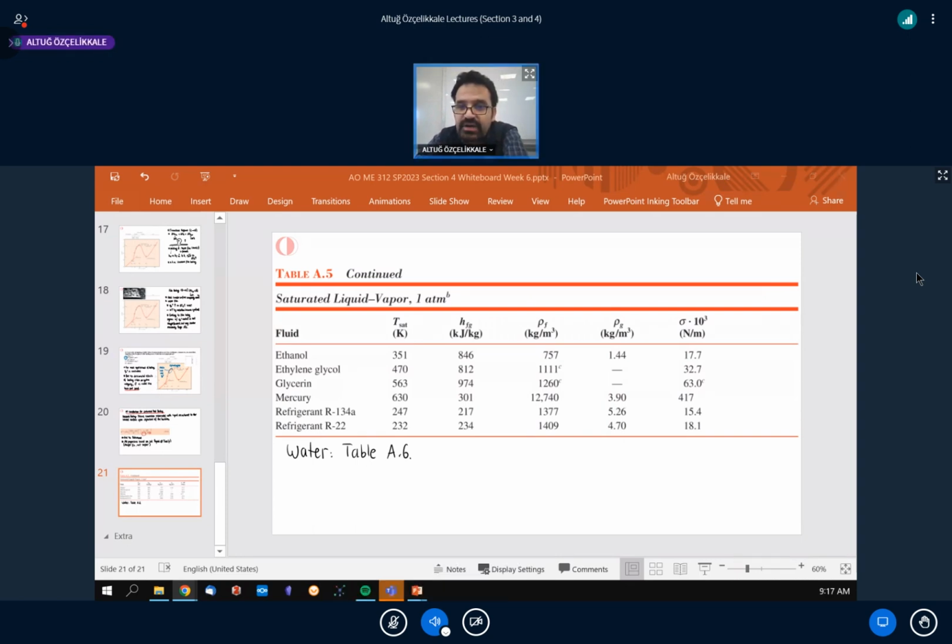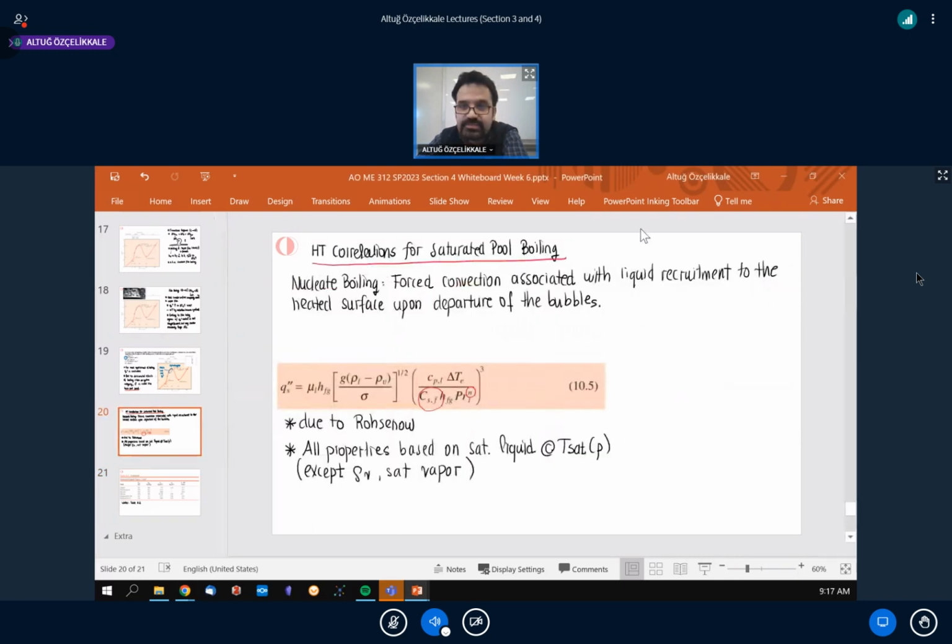Okay, so what else about this? I didn't even mention how we obtain these two parameters, C_sf and the Prandtl number exponent. When I was describing nucleate pool boiling, I said that the bubbles form at nucleation sites. What are those nucleation sites? They are often impurities on the surface or some roughness, some cusp points on the surface that are going to serve as nucleation sites for bubbles.